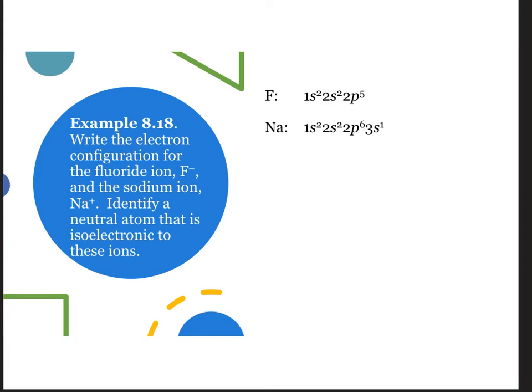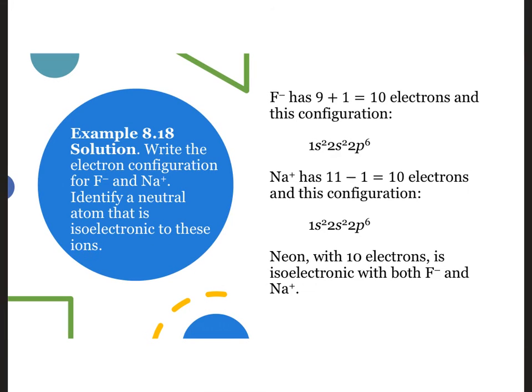Using the electron configurations we just wrote, modify them to represent the electron configuration for the fluoride anion, F-, and the sodium cation, Na+. Fluorine needs to gain an electron to become the fluoride anion, giving us a 1s2, 2s2, 2p6 configuration. Sodium needs to lose an electron to become Na+, and gives us the same electron configuration. We see that a neutral atom of neon also has this electron configuration, so we can say that F-, Na+, and neon are isoelectronic.